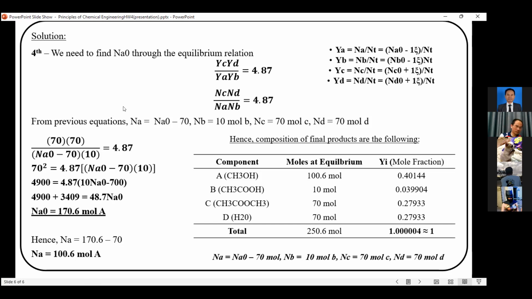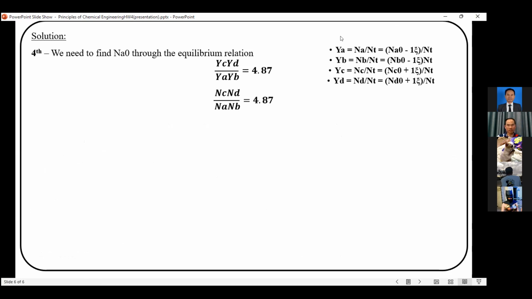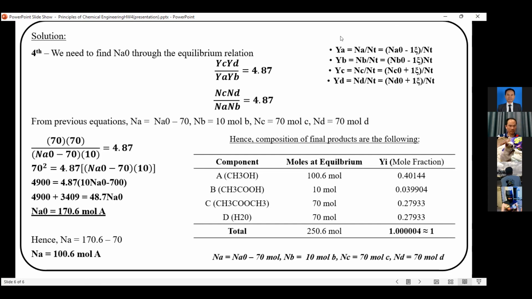Now you can find the composition of the final products, which is supposed to be the following: moles at equilibrium. We list everything down, then the total, and then the mole fraction, which is equal to this equation. Then we add it all together. That's also equal to 1, which stays true to our assumption earlier that there is 1 mole in this system. So that's it again.